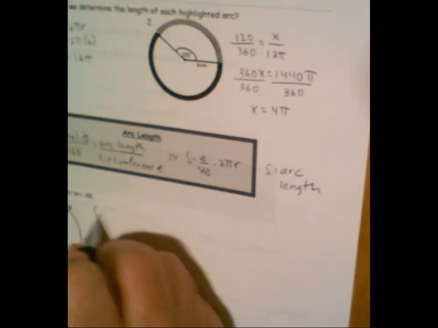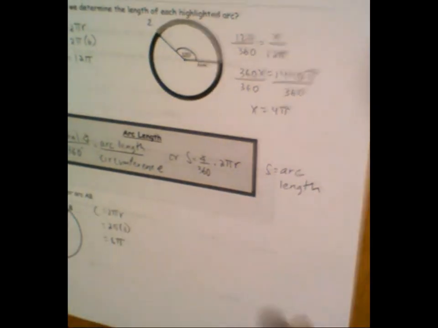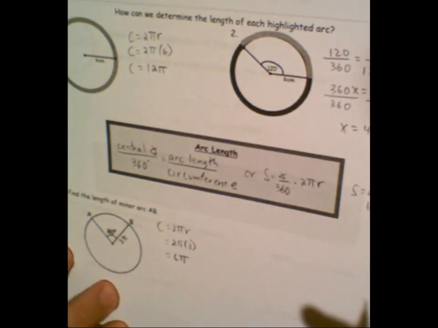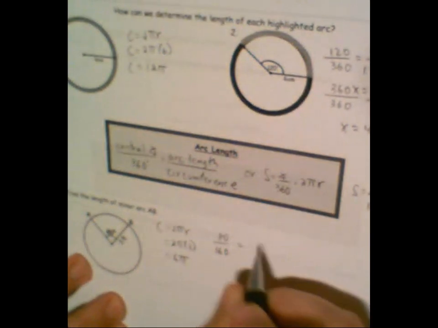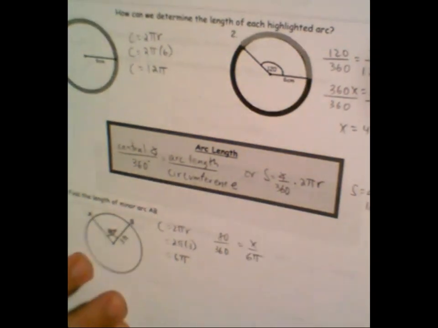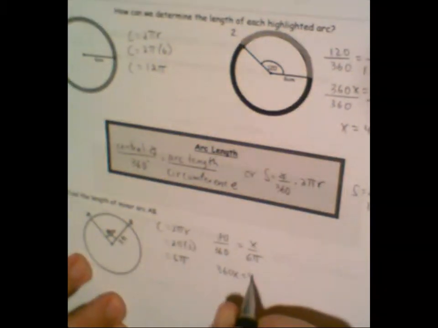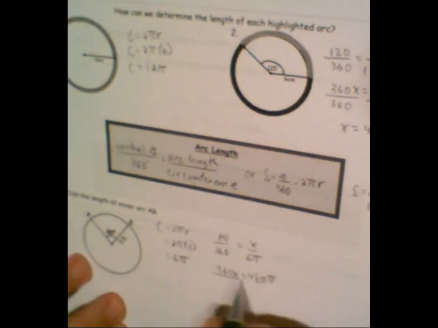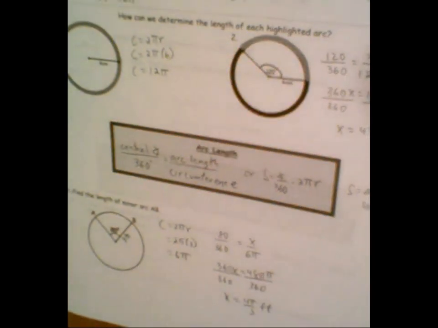Find the length of minor arc AB here. The minor arc AB. So first I would need to know what the circumference is. The circumference is equal to 2 pi r. 2 times pi times 3 is 6 pi. And then I can say 80 out of 360 is how much out of 6 pi? Cross multiply, 360x is equal to 480 pi. Divide both sides by 360, and x is equal to 4 pi over 3.